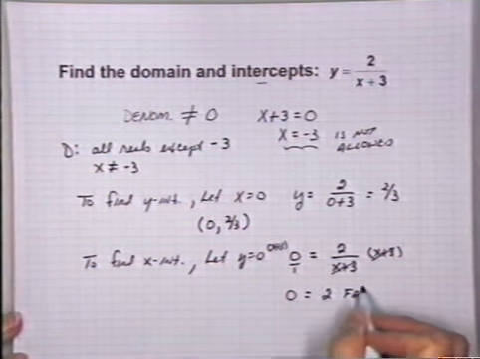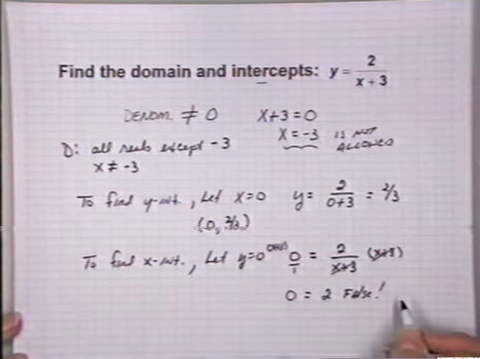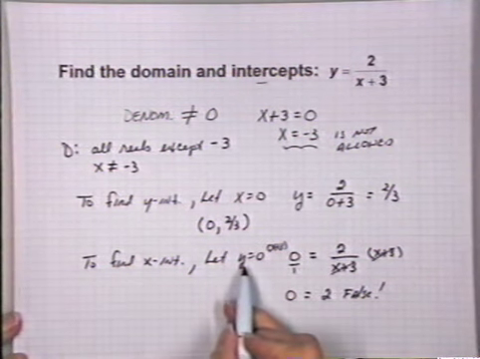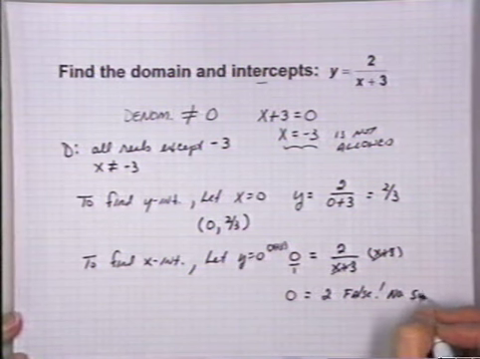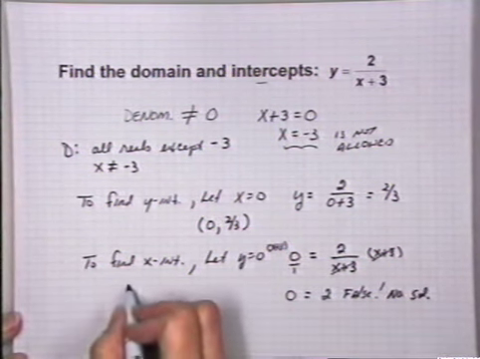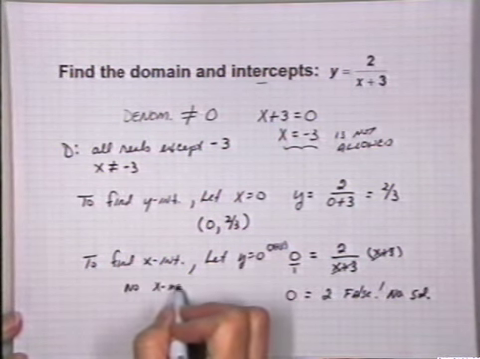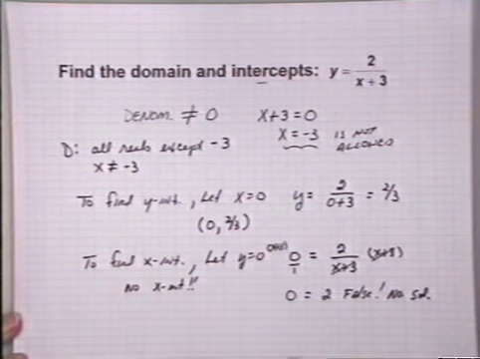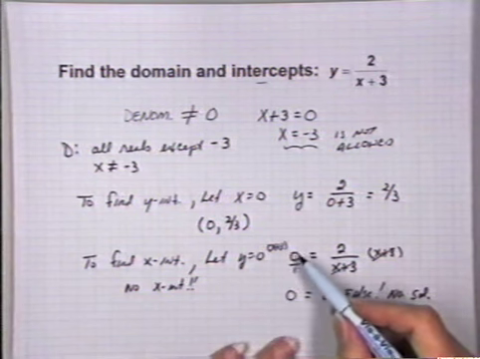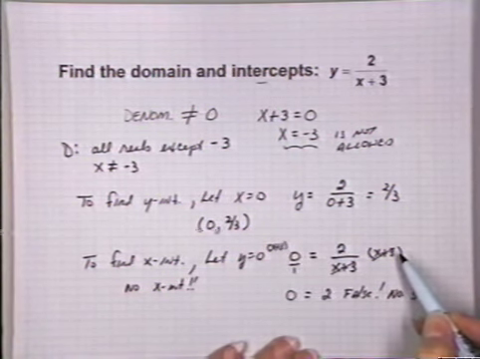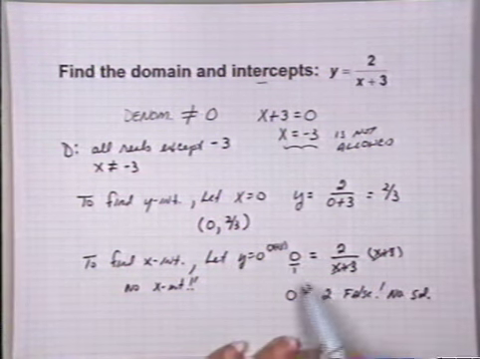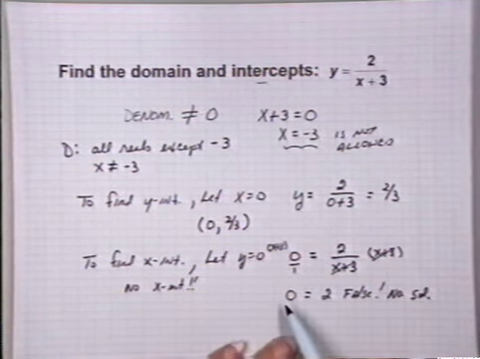This is false. And so what does that tell me? That tells me if I let y be 0, I get no solution for x. There is no solution here. So there is no x-intercept for this graph. Now, the long way of working this out is once you've put 0 over here, to multiply both sides of the equation by your common denominator, get your resulting equation and see if there's a solution.